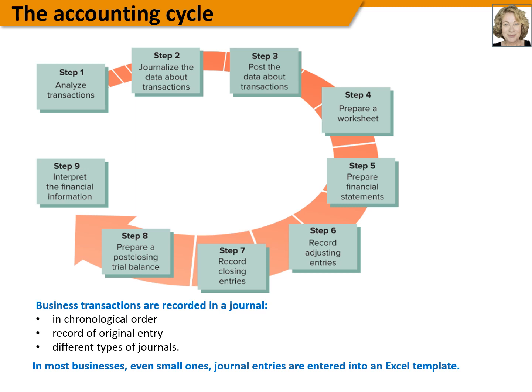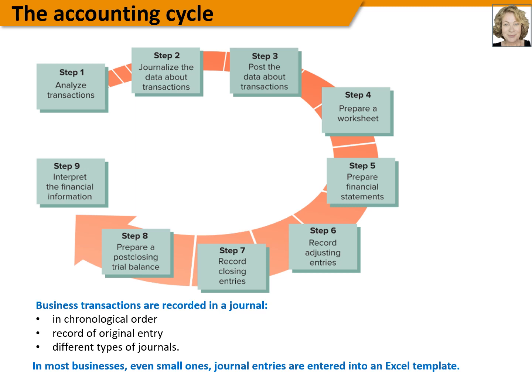Business transactions are recorded in a journal, which is a diary of sorts of business activities. The journal lists transactions in chronological order, that is, in the order in which they occur. The journal is sometimes called the record of original entry because it's where transactions are first entered in the accounting records. There are different types of journals.